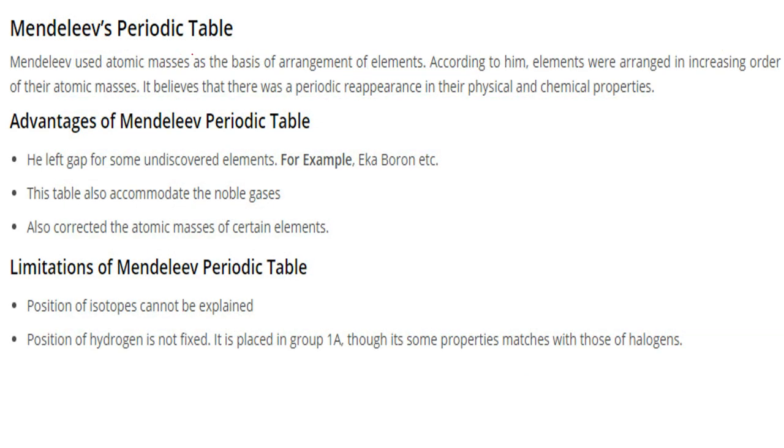Mendeleev periodic table. Mendeleev used the atomic masses as the basis of arrangement of the elements in the table. So according to Mendeleev, elements are arranged in the increasing order of their atomic masses. He believed that there was a periodic reappearance, so after some time there is a reappearance of physical and chemical properties.